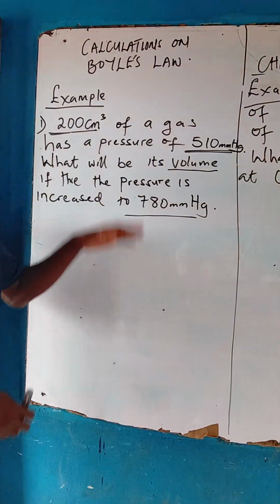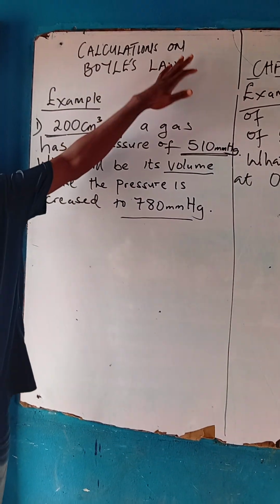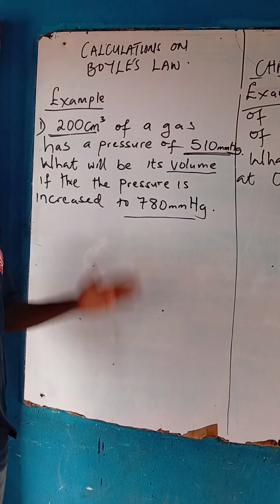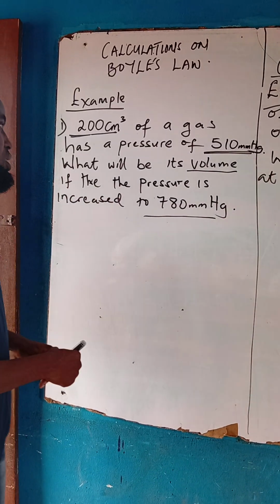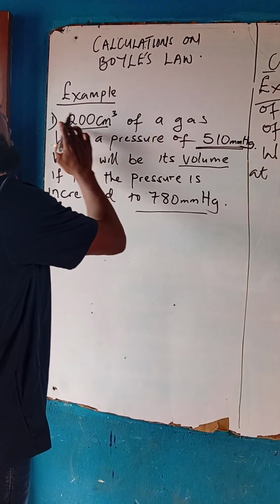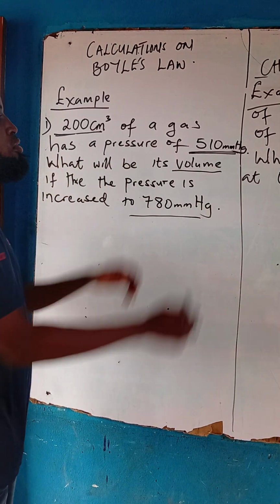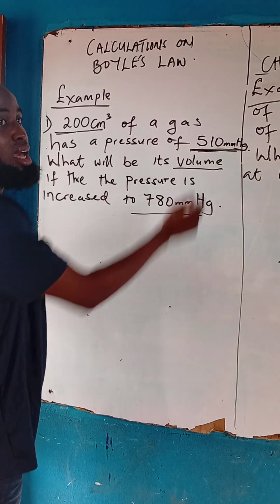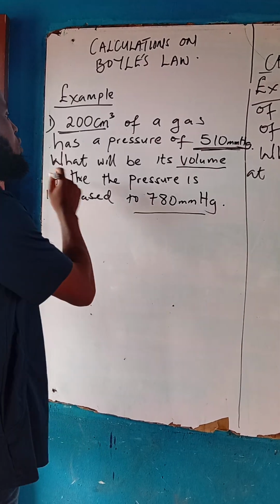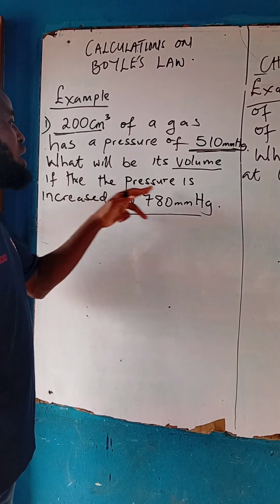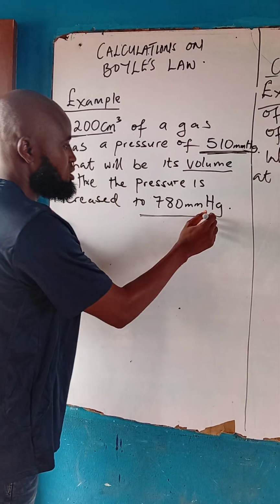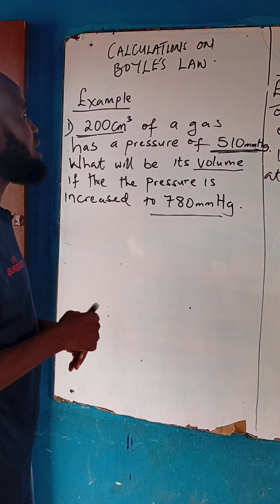Now look at this. Calculation on Boyle's law. They said 200 centimeter cube of a gas has a pressure of 510 millimeter mercury. What will be its volume if the pressure is increased to 780 millimeter mercury?